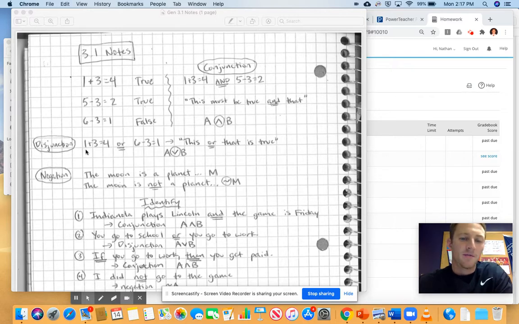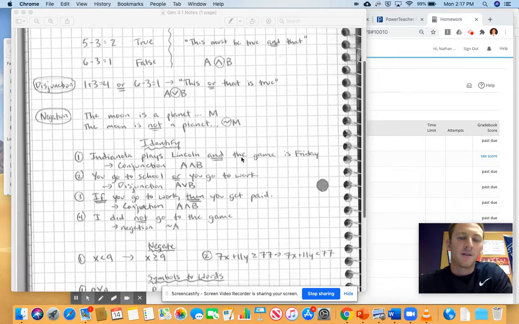A disjunction would be or, so that's like our U. So we had the upside down U up here for and, then we had the U for union. That's or, like one or the other or both. So here we have 1 plus 3 equals 4. That's true. Or we could have 6 minus 3 equals 1. That's false, but since this is true and this is false, we just had to have one or the other or both. It's like this or that is true. Kind of the English up here helps you read them, A or B.